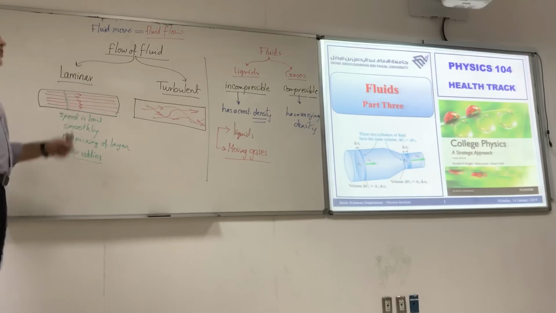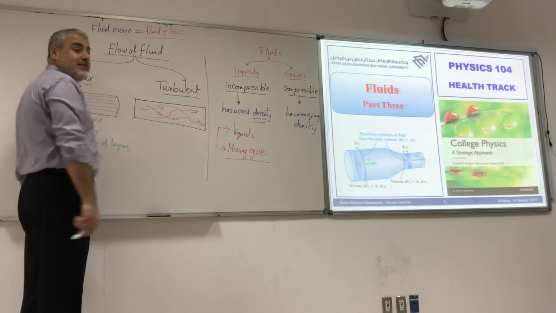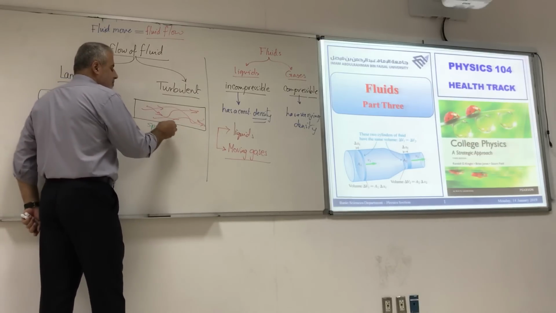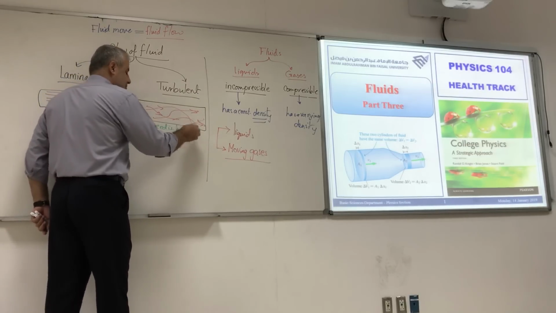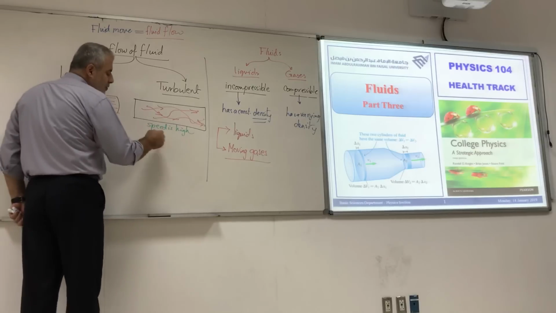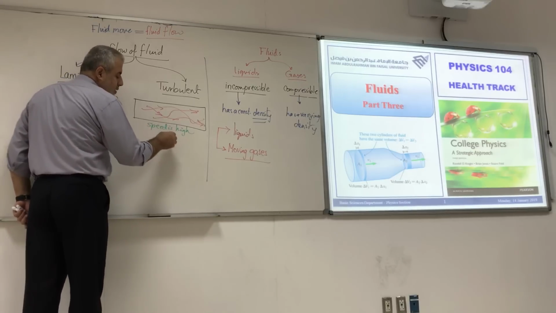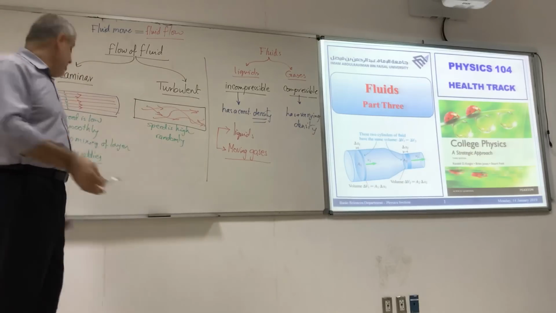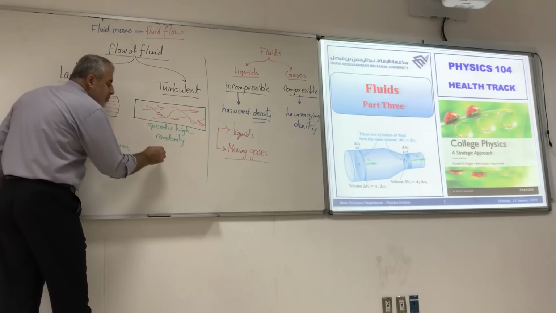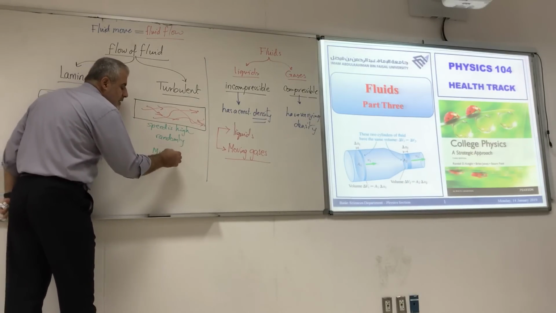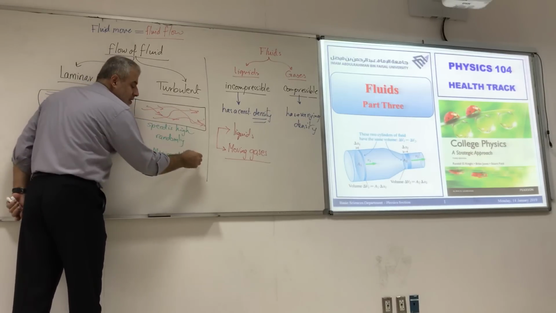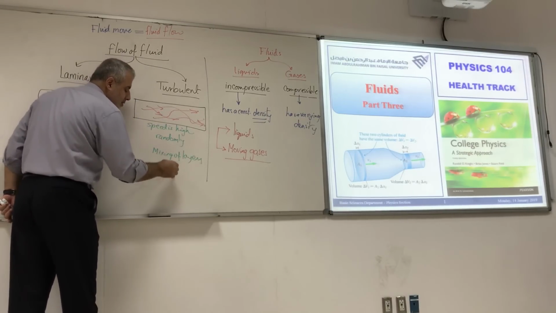Okay? Now let's go to the turbulent flow. First of all, the speed is high. It actually moves randomly, guys. We cannot predict it, we don't know where it is going to go. Now there is mixing of layers, you see the mixing, right? Layers, and there are eddies.